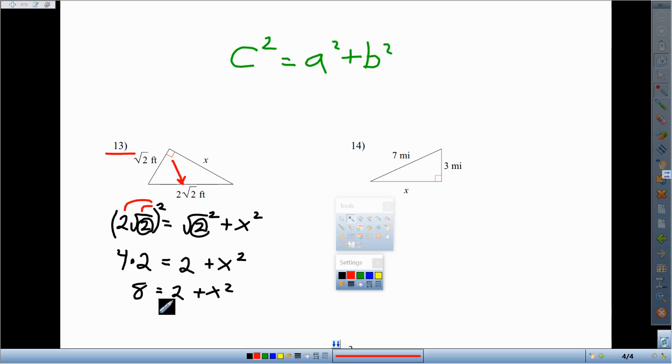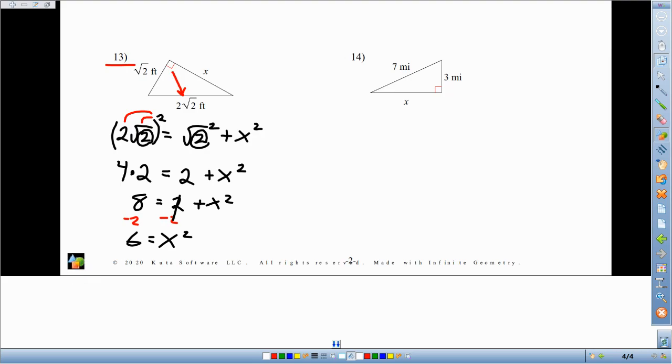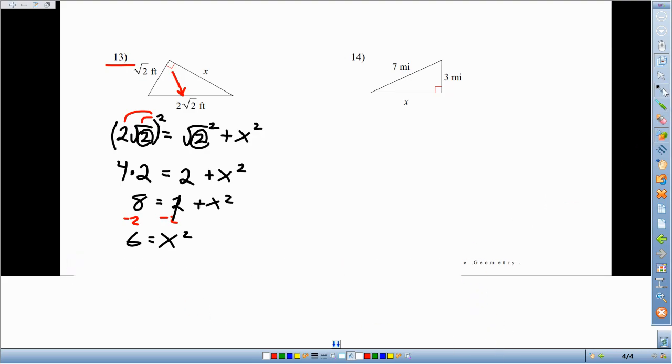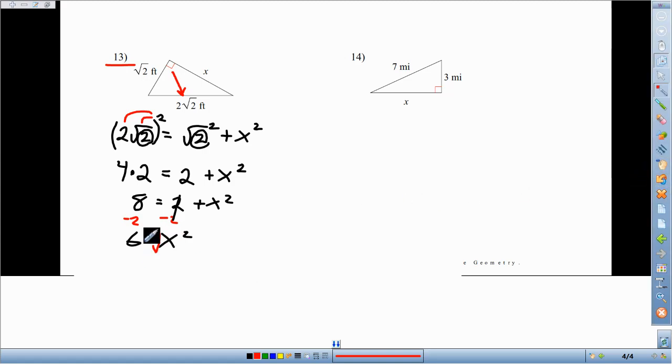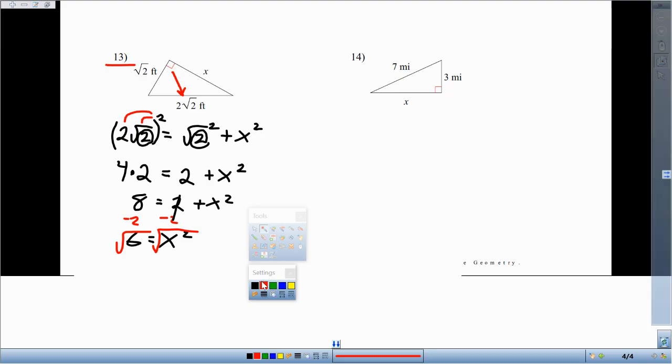Okay, now I can solve here. I'm going to subtract the 2 first. So I'm getting a 6 equals x squared. Let me erase this. Okay, and then last thing, to undo the square, I'm going to square root. Let me try that again. And I'm going to do that to both sides.